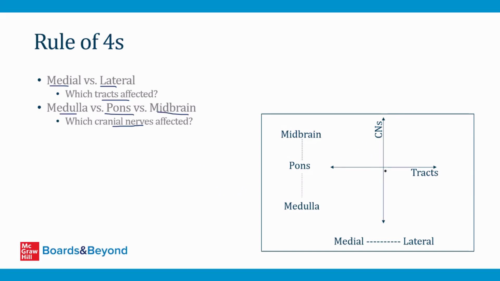You can think of the brainstem like an axis, like I've shown here, and the tracts involved tell you whether the lesion is lateral or medial, and the cranial nerves that are involved tell you whether the lesion is in the midbrain, the pons, or the medulla.